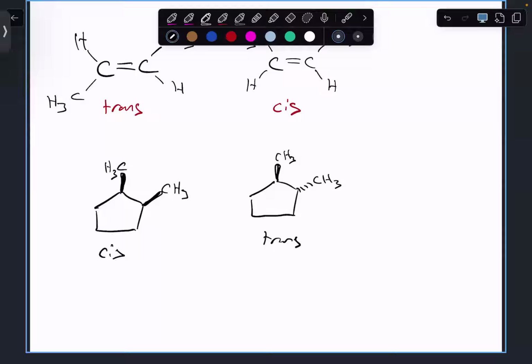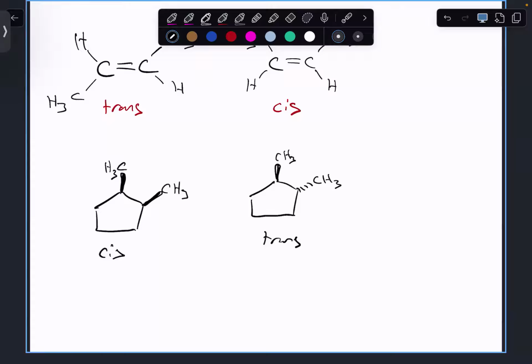But they have the identical molecular formula. They have the same connection of atoms. 5-membered ring with a CH3 on carbon 1 and a CH3 on carbon 2. 5-membered ring, CH3 on carbon 1, CH3 on carbon 2. So the exact same connection of atoms, but a different three-dimensional structure. So those are the two most common categories of stereoisomers. They both arise due to a restriction of bond rotation.